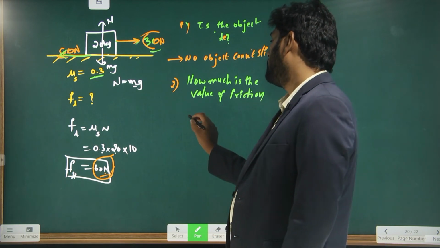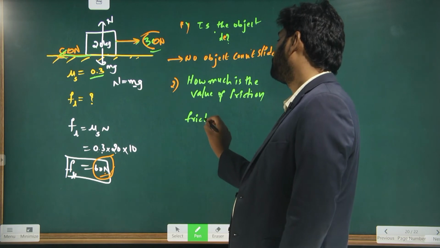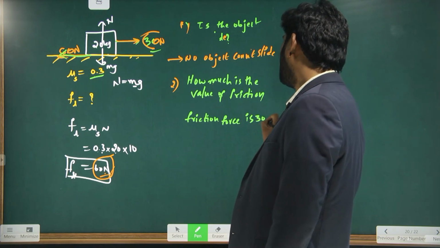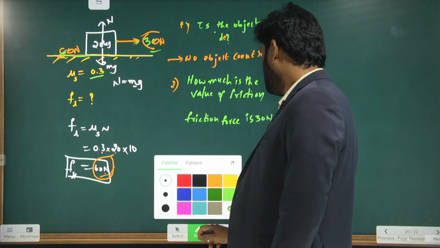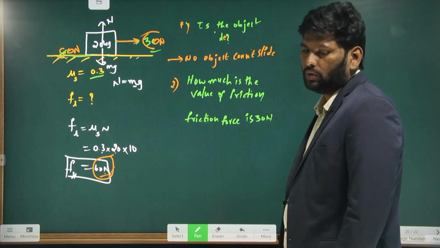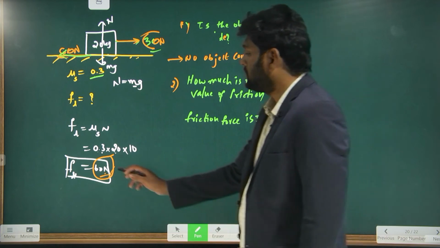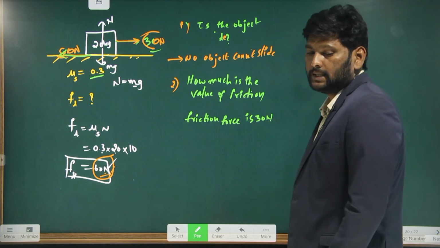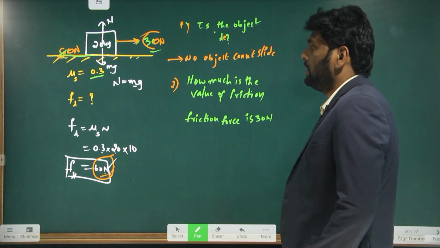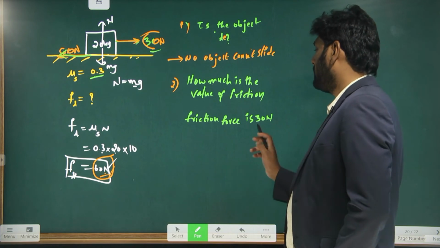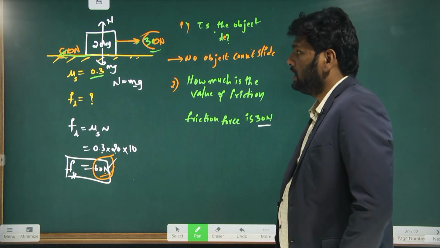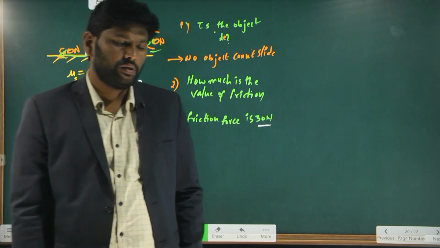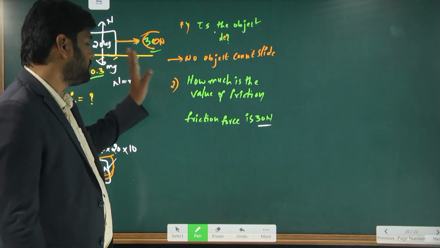So what is the answer? The friction force is 30 Newton, because in this case the friction is adjusted to the 30 Newton, even though the maximum friction force is 60 Newton. The maximum friction force is 60 Newton, but it is adjusted to the 30 Newton value, because static friction is a self-adjusting friction.